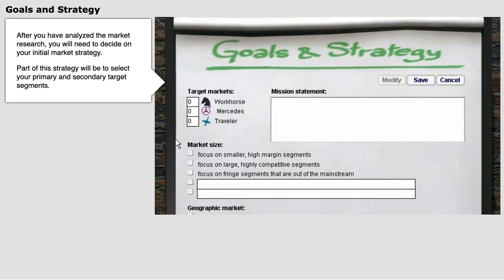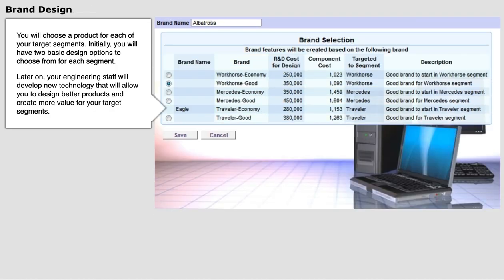After you have analyzed the market research, you will need to decide on your initial market strategy. Part of this strategy will be to select your primary and secondary target segments. You will choose a product for each of your target segments. Initially, you will have 2 basic design options to choose from for each segment. Later on, your engineering staff will develop new technology that will allow you to design better products and create more value for your target segments.